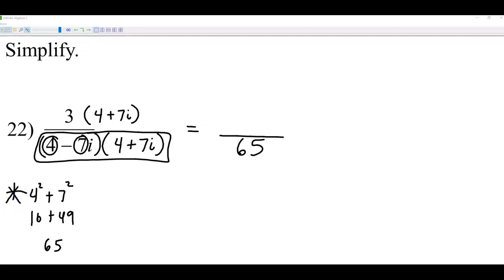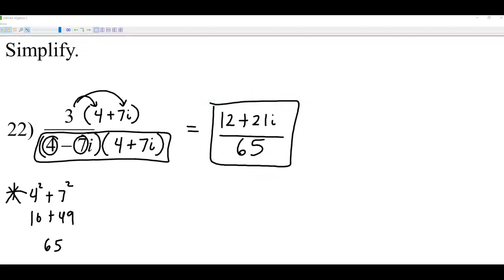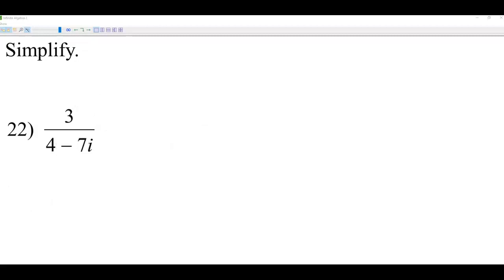On the top, we just need to distribute. You do want to see if you can reduce. It looks like 3 goes into both of these, but 3 does not go in the bottom, so I can't reduce. But you should always check to see if you can reduce anything out of all 3 of the numbers. But in this case, we can't, so we'll just leave it like that.